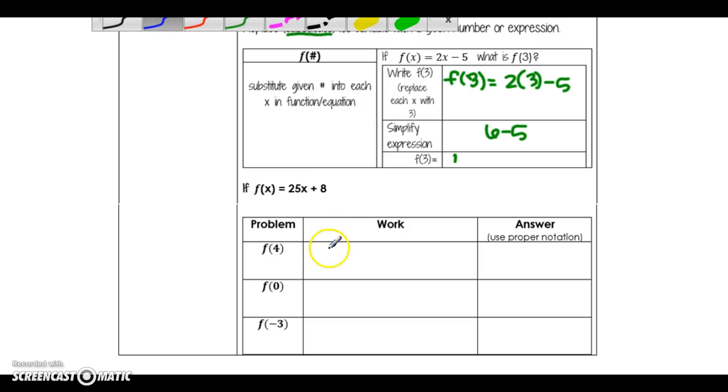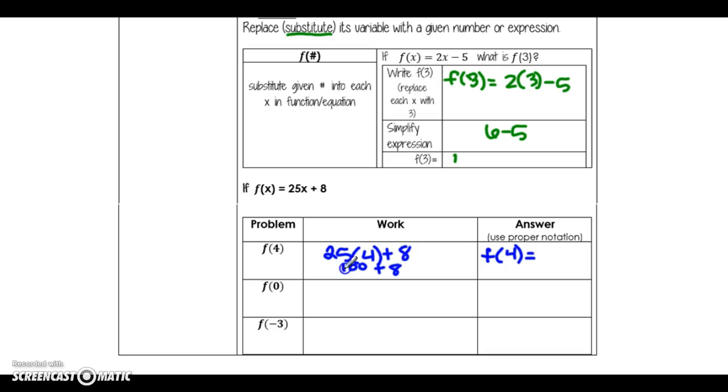Let's take a look at another one. So here's our function. We are replacing the x with a 4. So 25 times 4 plus 8. And then we've got 100 plus 8. Well, using proper notation, that means that we need to put f of 4, and whatever that function's being replaced with, equals, and 100 plus 8 is 108. So that's proper notation. f of 4 equals 108.